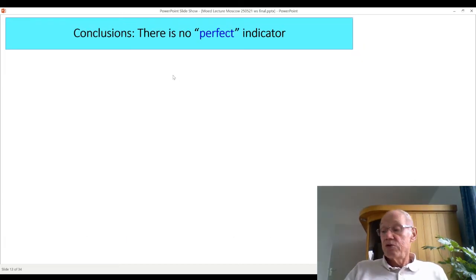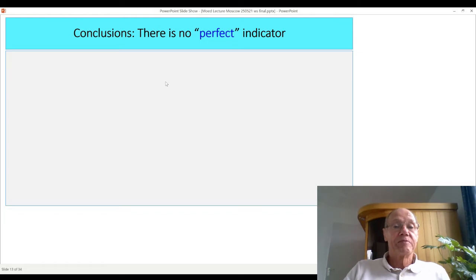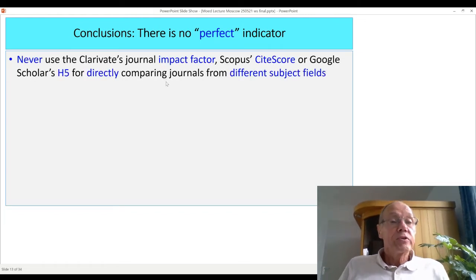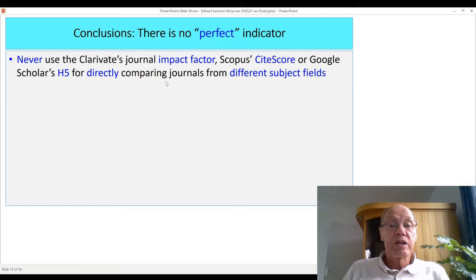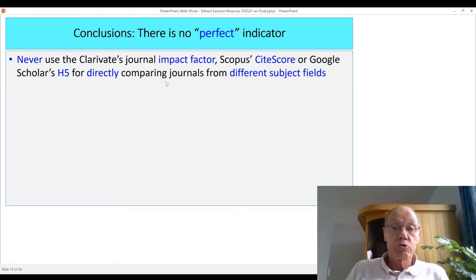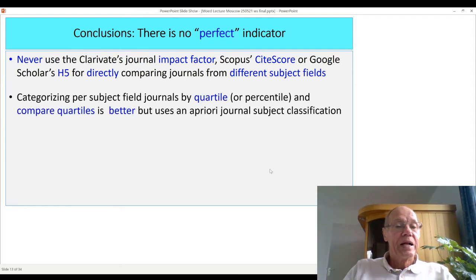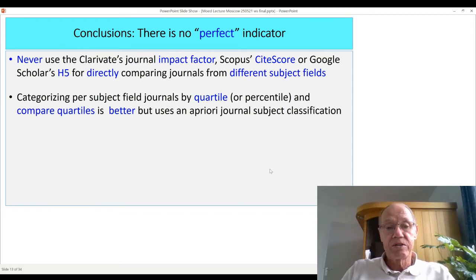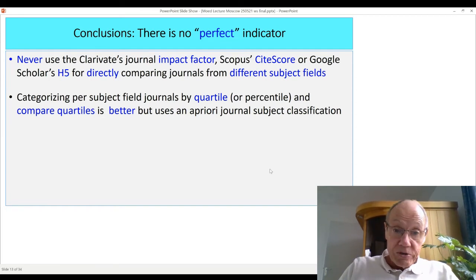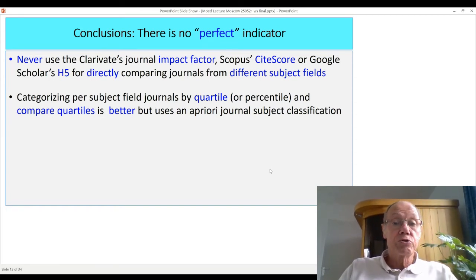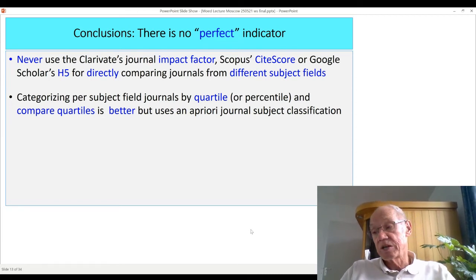Conclusions: there is no perfect journal metric, but never use the Clarivate journal impact factor or Scopus CiteScore or Google Scholar h5 for directly comparing journals from different subject fields. Categorizing journals per subject field by quartile or percentile and comparing quartiles is better, but it has a limitation too because it uses an a priori journal subject classification.